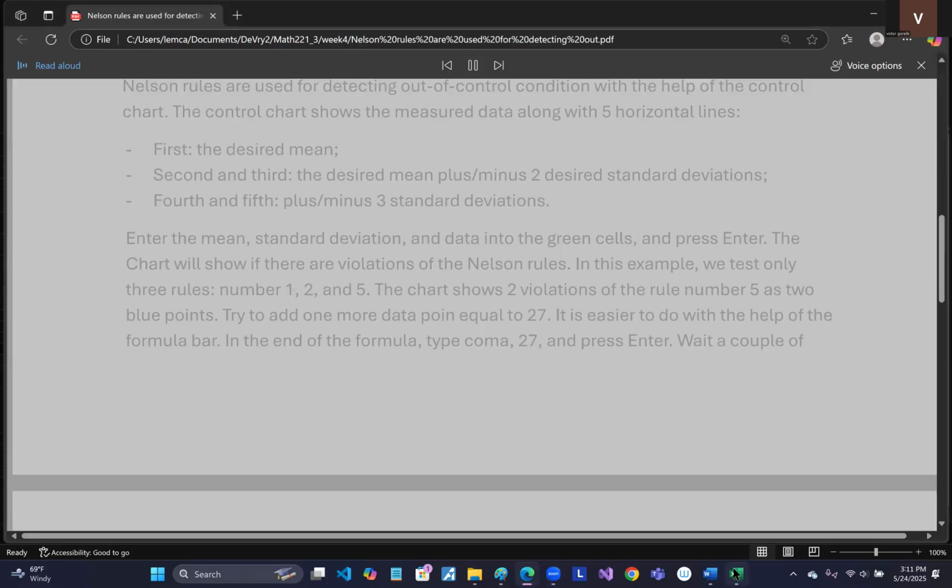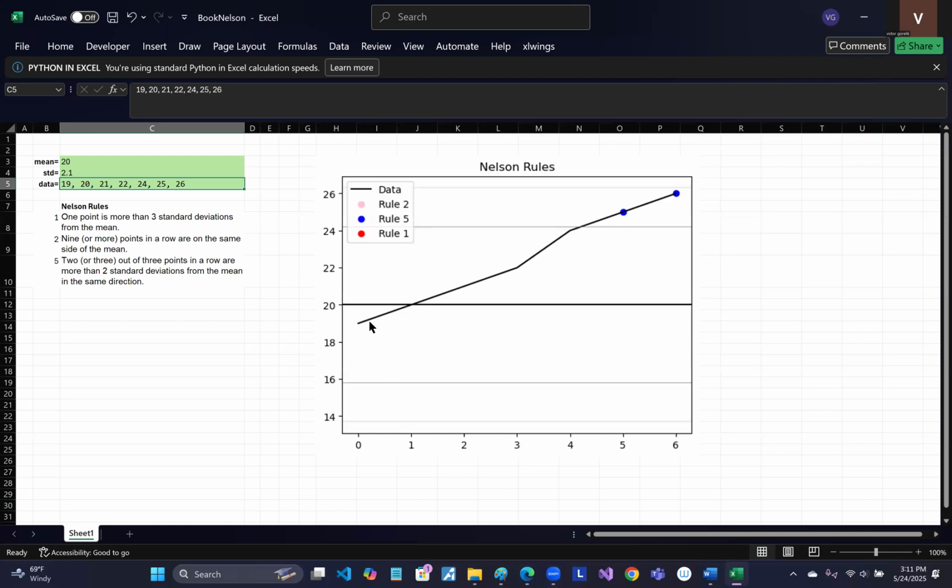Nelson rules are used for detecting out-of-control condition with the help of the control chart. The control chart shows the measured data along with 5 horizontal lines. First, the desired mean. Second and third, the desired mean plus minus 2 desired standard deviations. Fourth and fifth, plus minus 3 standard deviations.